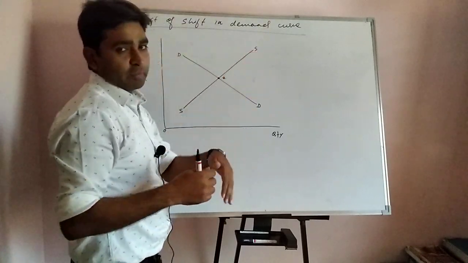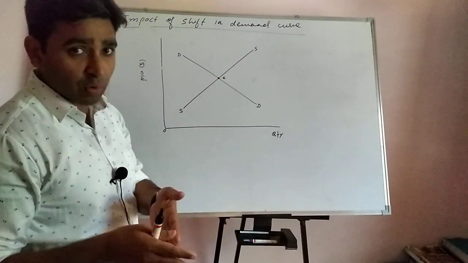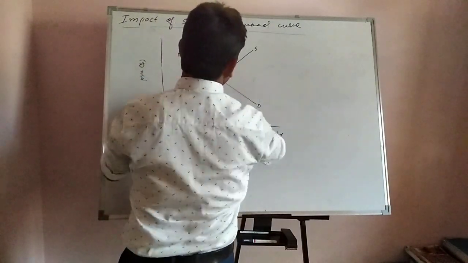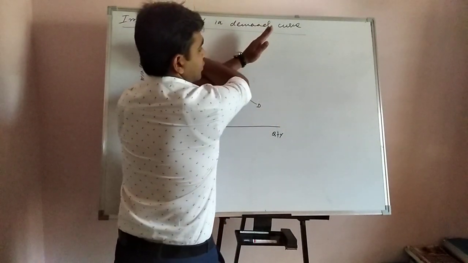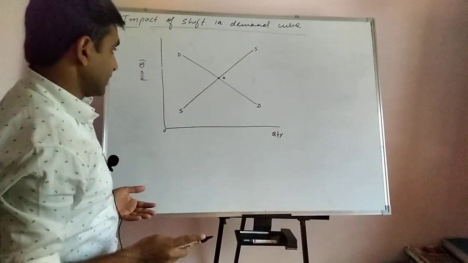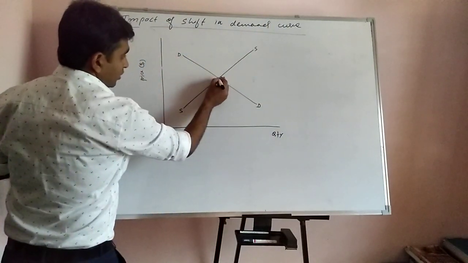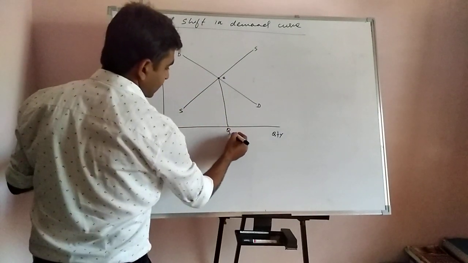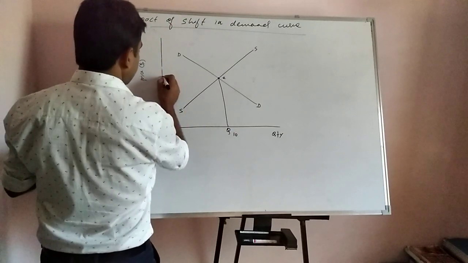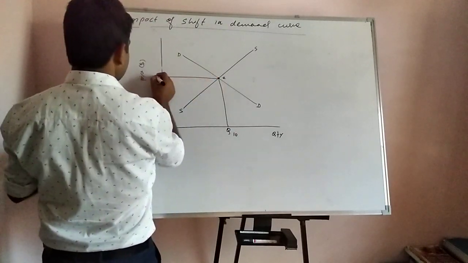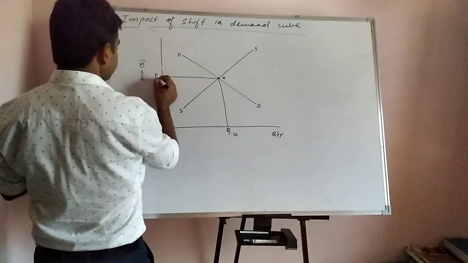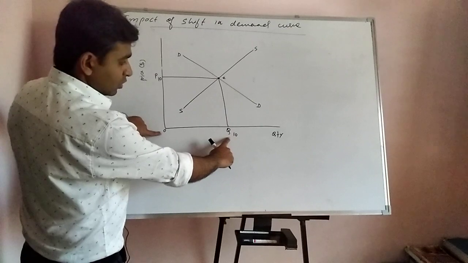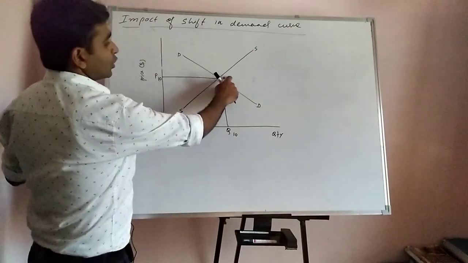So I don't think there will be any mistake onwards. Remember, your right hand curve is always the demand curve and the left hand curve is always the supply curve. Now here we have equilibrium quantity 0Q, say 10, and equilibrium price 0P, say 10. So 0P is the initial price, 0Q is the initial quantity, and E is the equilibrium point.